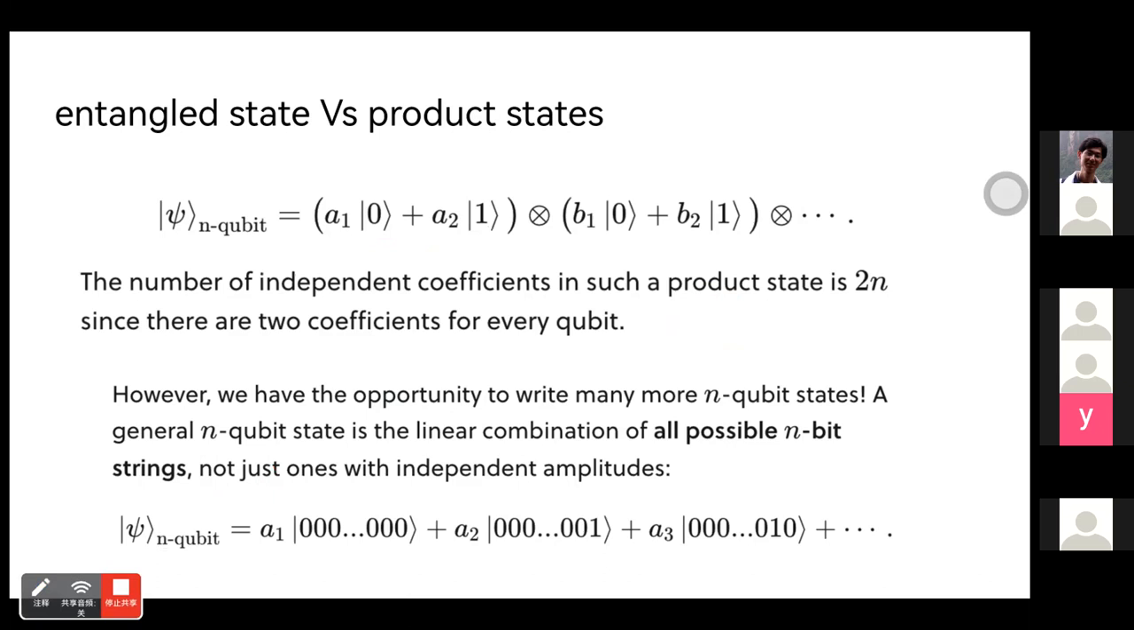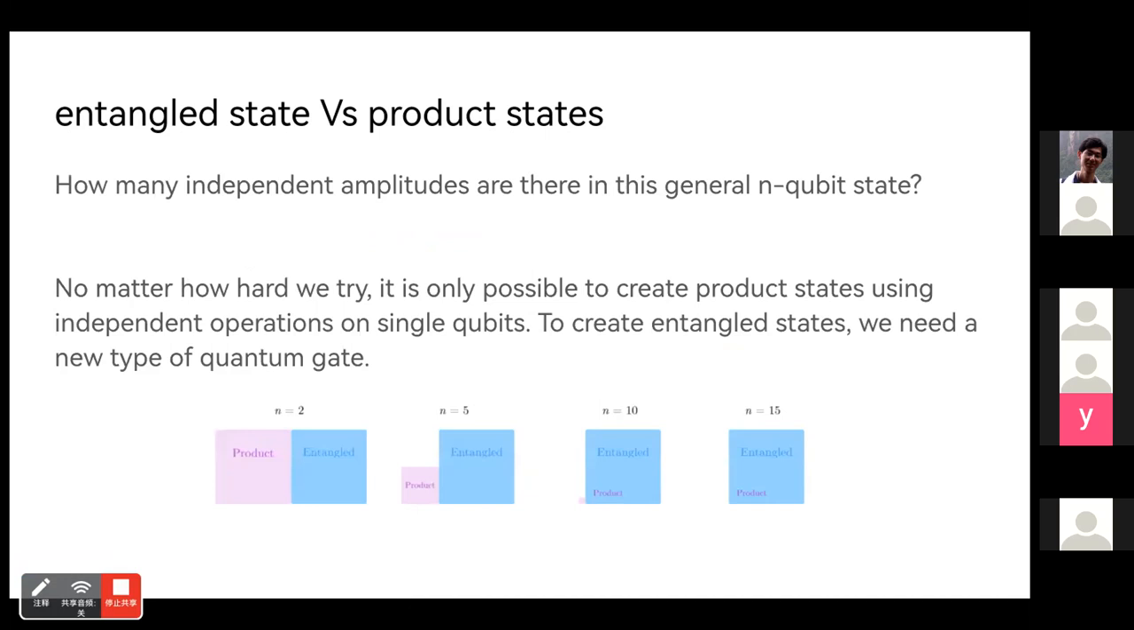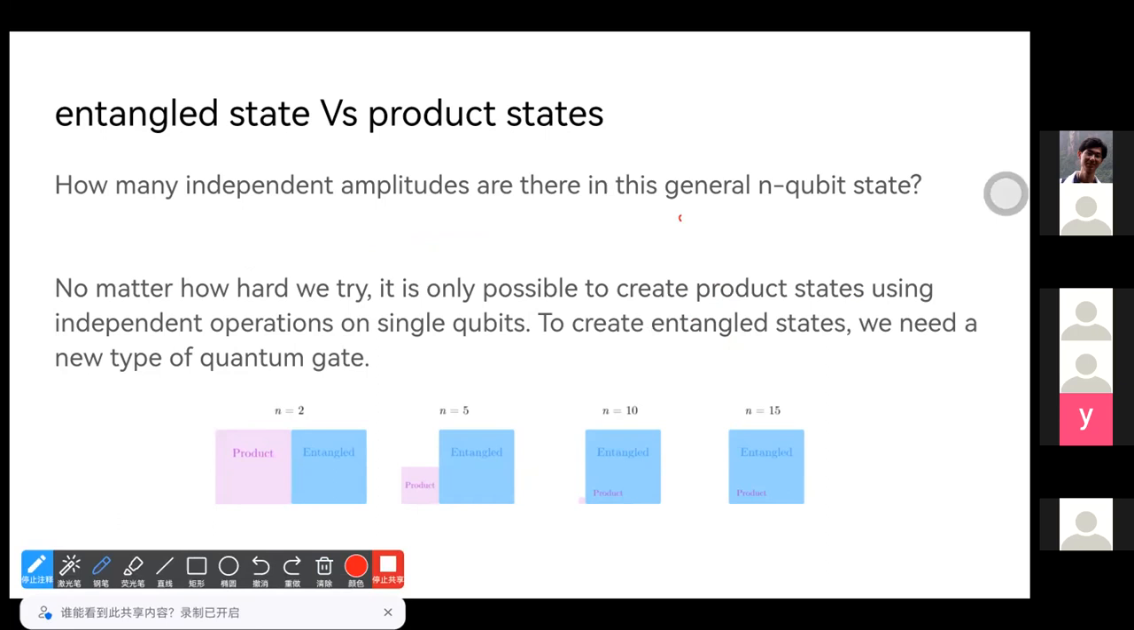Here is the picture. You can see that the product state will be much smaller than the entangled state, which is 2 to the power n. And no matter how hard we try, it is only possible to create product states using independent operations on single qubits. So to create entangled states, we need a new type of quantum gate.